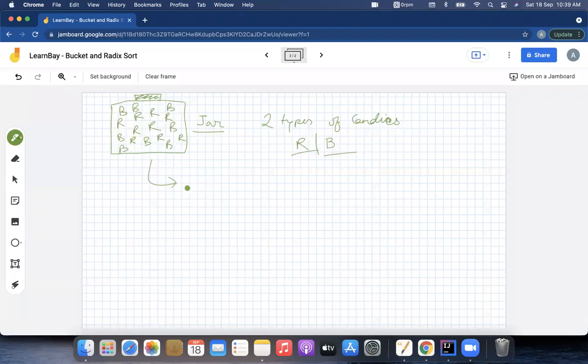You will just pick any candy and you'll ask only one question: is it black, let's say? If the answer is yes, then you add it in the black pile. And if the answer is no, then you simply add it in the red pile.